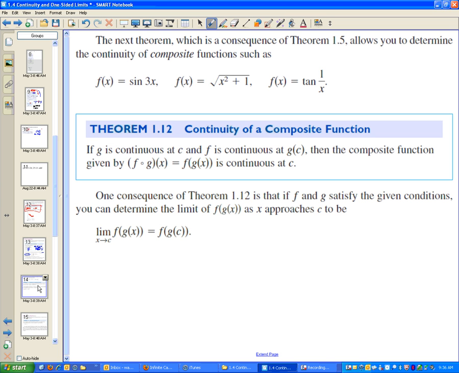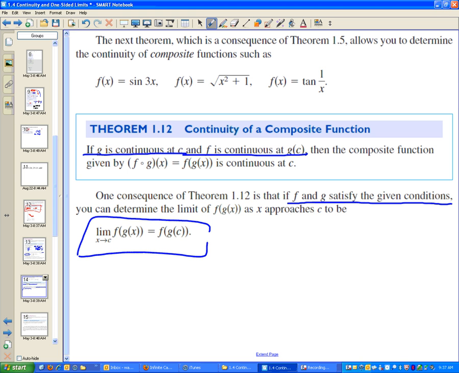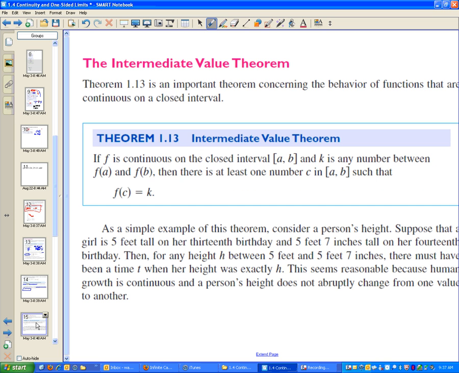So one consequence of this fact is that if f and g satisfy the given conditions, what are the given conditions? G is continuous at C, and f is continuous at g of C. Okay? Then you can find the limit of f of g of x as x approaches C by just substitution. Okay? And I think I'll stop before we do the intermediate value theorem.